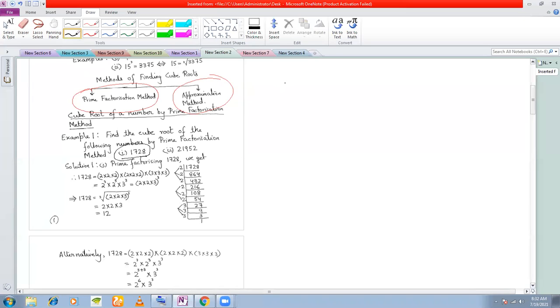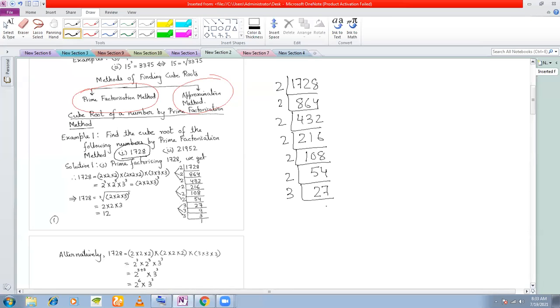In order to find the cube root of 1728, you prime factorize 1728. You get 864. You get 432. Again it goes with 2, 216. Again goes with 2, 108 times. Again goes with 2, 54 times. Again goes with 2, 27 times. And this now can go with 3, 9 times. Again we'll go with 3, 3 times. Again we'll go with 3, once.